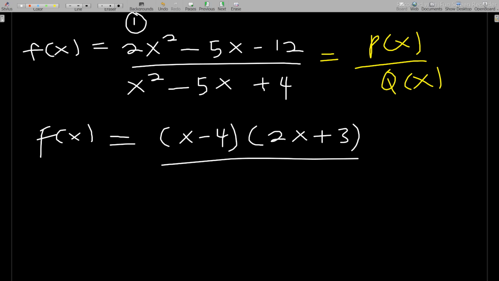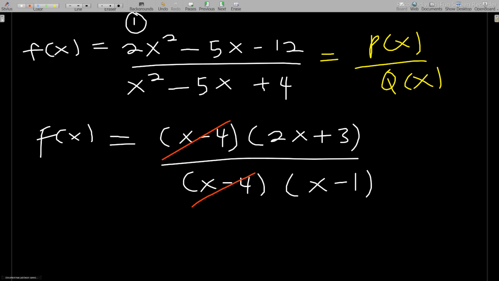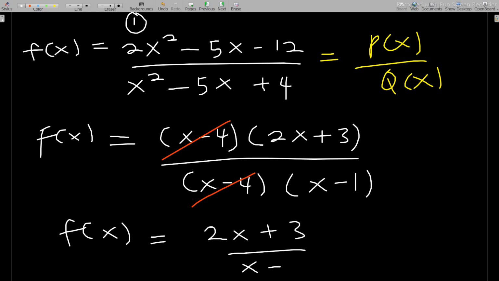Now if I factor the bottom one, this is what you have: x minus 4 in one bracket and x minus 1 in another bracket. Don't worry, I'll have time to go through a shortcut. I'll be doing videos on how to factorize polynomials. In no time I will do them, but for now I hope you can find ways and means to know how to factorize these. So you can see that x minus 4 is at the top and the bottom, so we can take this out, and we'll have f of x equal to 2x plus 3 over x minus 1.